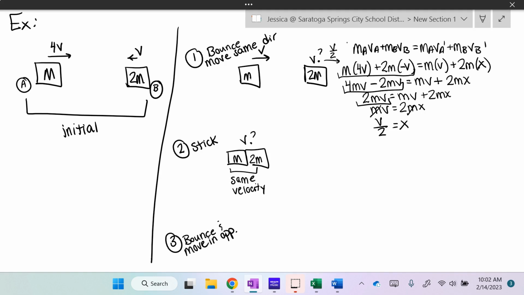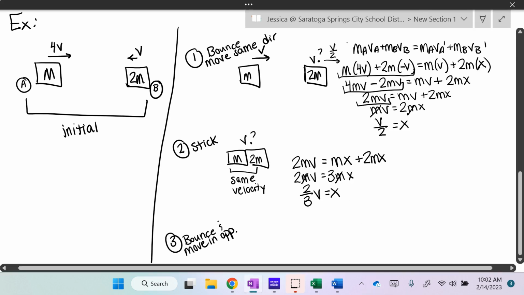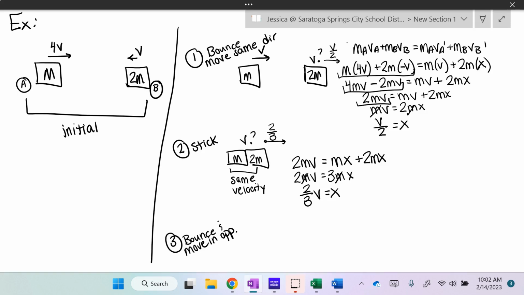So instead of substituting all that in again, I'm just going to go right to the total momentum initially, which was 2mv. All right, so then I have m moving at some unknown speed x plus 2m moving at some unknown speed x. So 2mv is 3mx. Right, and I got 2/3 v is my unknown speed. So when they stick together, the two blocks are going to move at a speed of 2/3 v. So again, just another option.